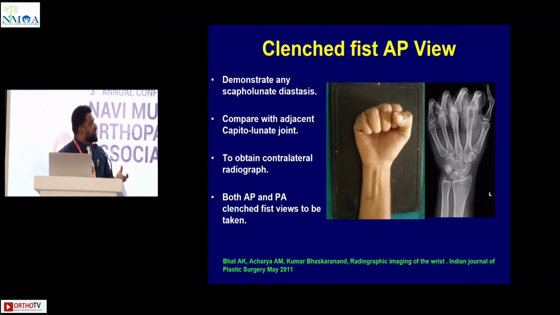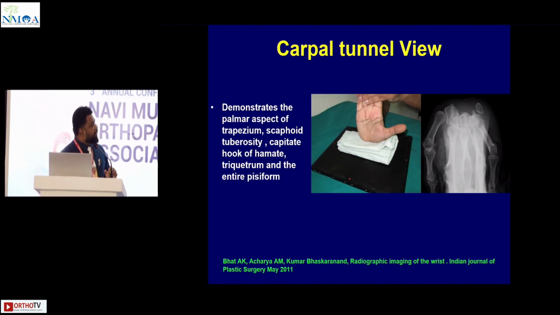Clenched fist views are done to demonstrate any diastasis in regard to the scaphoid unit. Again, while doing this, you should have a view of the contralateral side as well. Then also compare with the capitate unit as well. Then the carpal tunnel view. Now, this view is mostly used for detection of the palmar surfaces of all the carpal bones, like the trapezium, the trapezoid, the capitate, the hook of the hamate, and the pisiform bone.